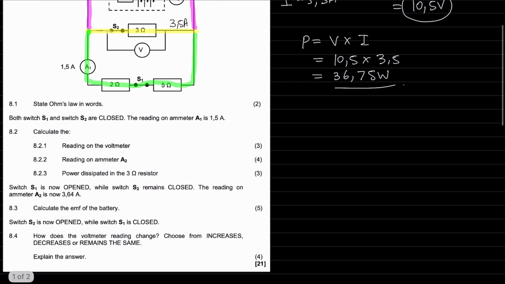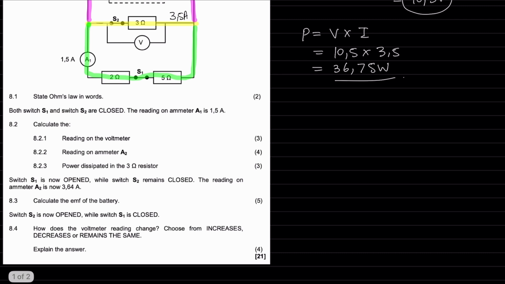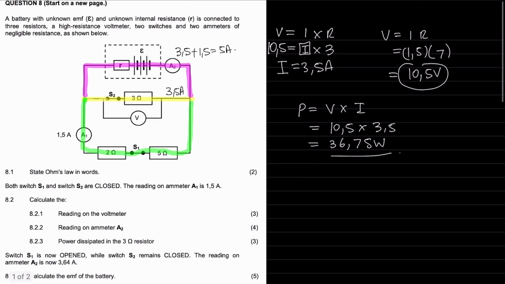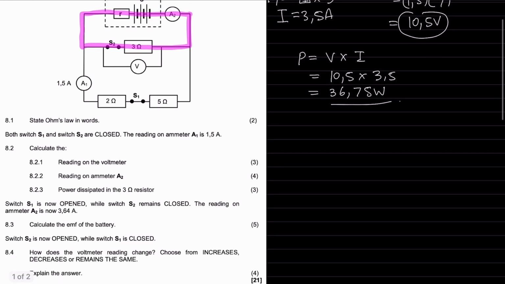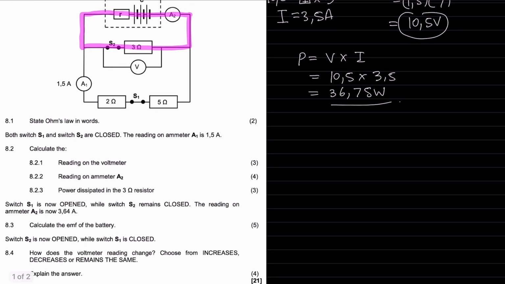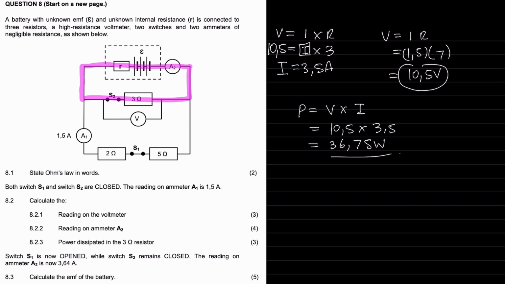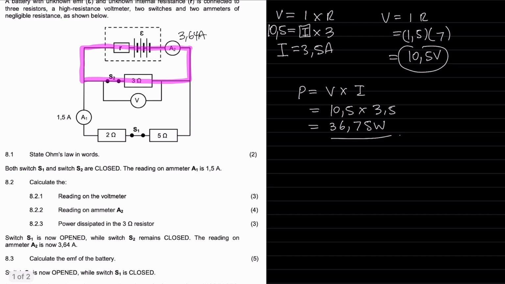Okay, moving on. Switch S1 is now opened while S2 remains closed. Now how does that affect our circuit? S1 is opened and S2 is closed, meaning that this is now my circuit. Just that. The bottom branch is gone. The ammeter reading, A2, is now 3.64. So this ammeter reading has become 3.64 amps. It was 5 and now it's 3.64. The question says calculate the EMF of the battery. Now for 5 marks, we're going to have to do simultaneous equations here.